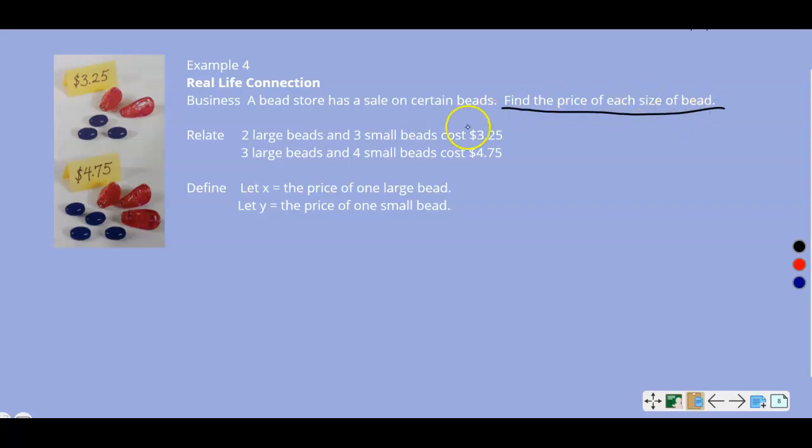We have 2 large beads and 3 small beads cost $3.25. 3 large beads and 4 small beads cost $4.75. If we let X be the price of 1 large bead and Y be the price of 1 small bead, then we can write this as a system of equations. So 2 times large would be 2X plus 3 times the small is 3Y, and that's going to equal $3.25.